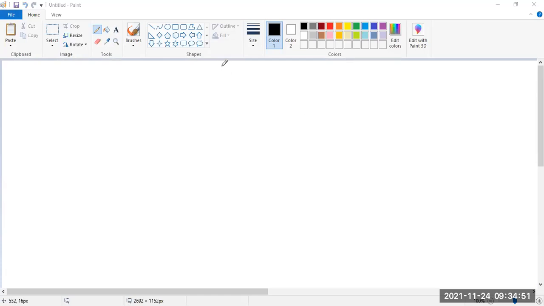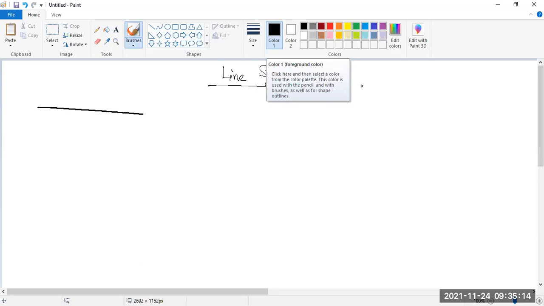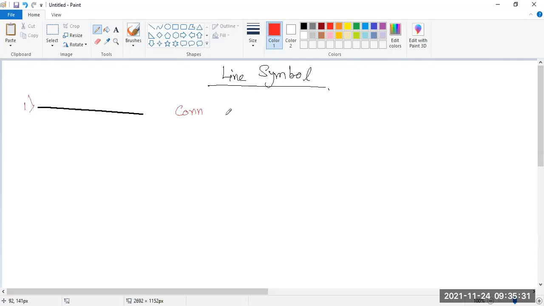So this is called the line symbol. If there is one single line, this is called... I am giving this as one. Okay.